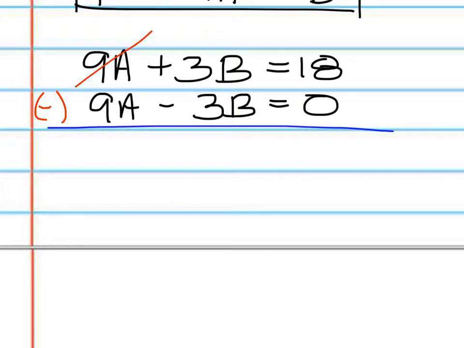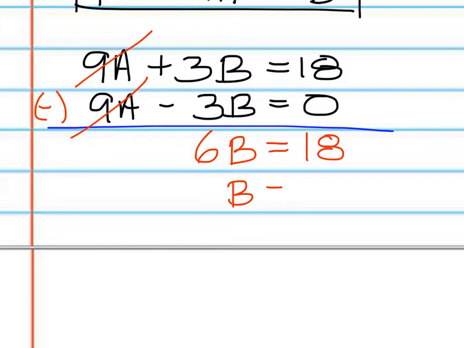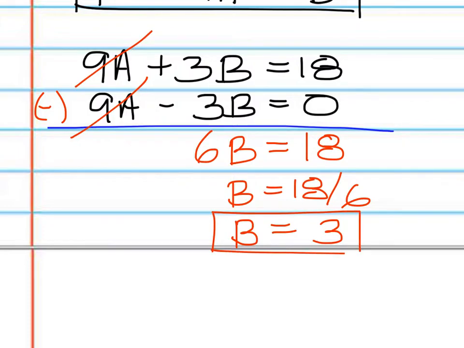9a minus 9a is nothing. So they are gone. 3b minus a negative 3b is 6b. It is not 0. 18 minus 0 is 18. 18 divided by 6 is 3. So there is b.